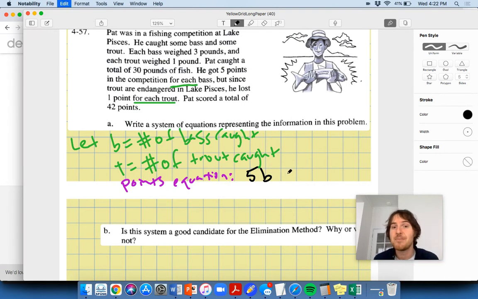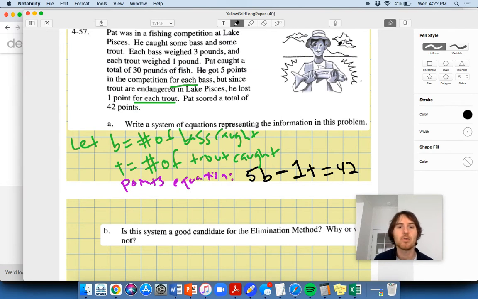Instead of plus, I'm actually going to do minus 1, because he loses 1 point times however many trout he catches. So 5b minus 1t is going to be equal to 42. That's one equation, one relationship of equality set up for us here. Total points is 42, and how did he get there? Number of bass multiplied by 5, and he lost 1 point for every trout. We don't know how many he got here.